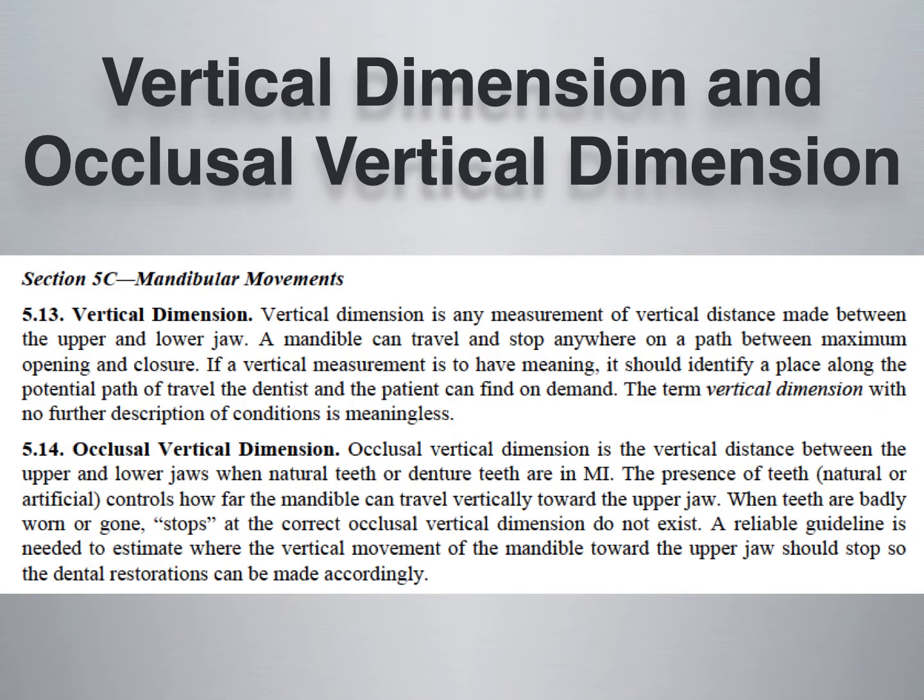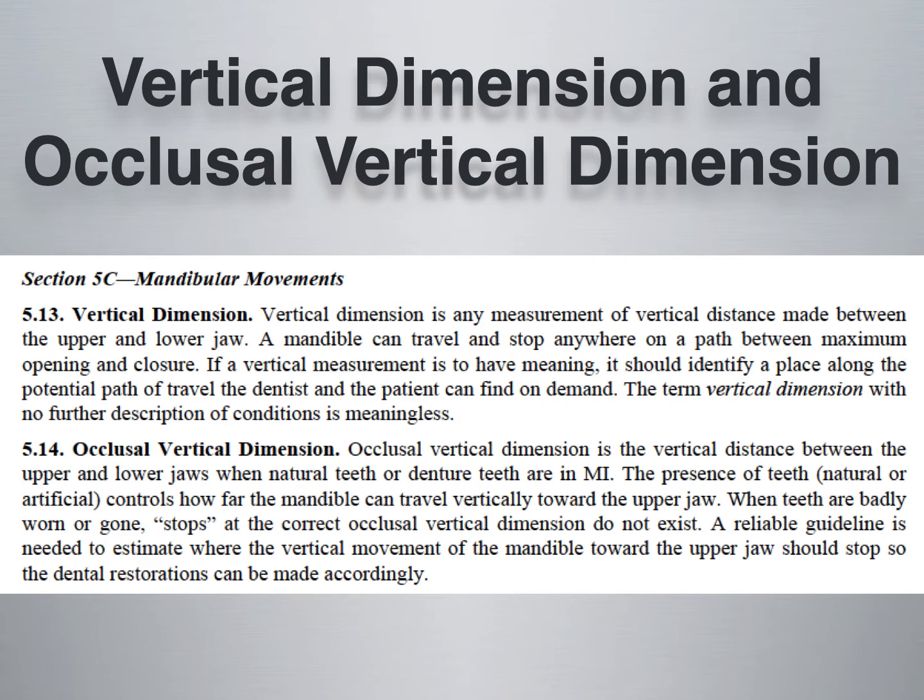Some terms I want to go over that I would like you to be able to distinguish between are the vertical dimension and occlusal vertical dimension. Now, when we review these terms in the Air Force Manual, vertical dimension is defined as any measurement of vertical distance made between the upper and lower jaw. A mandible can travel and stop anywhere on a path between maximum opening and closure. If a vertical measurement is to have meaning, it should identify a place along the potential path of travel the dentist and the patient can find on demand. The term vertical dimension with no further description of conditions is meaningless.